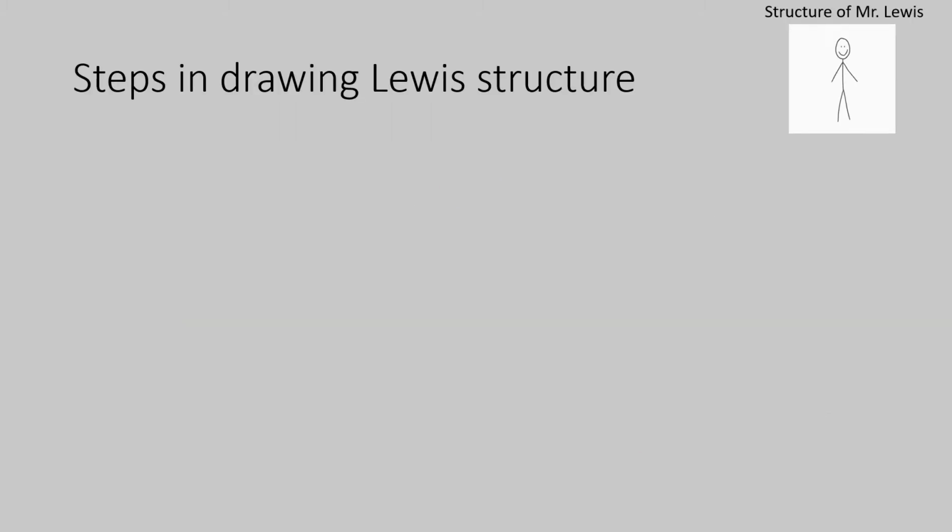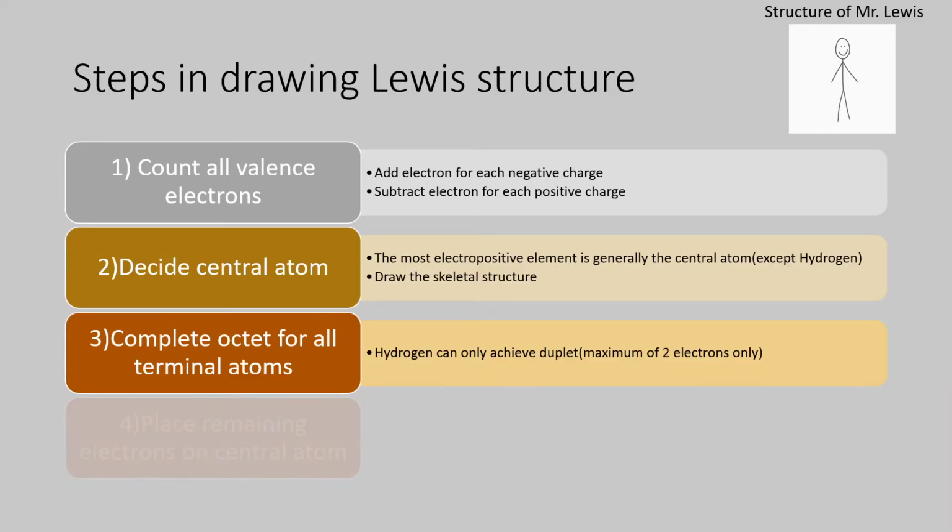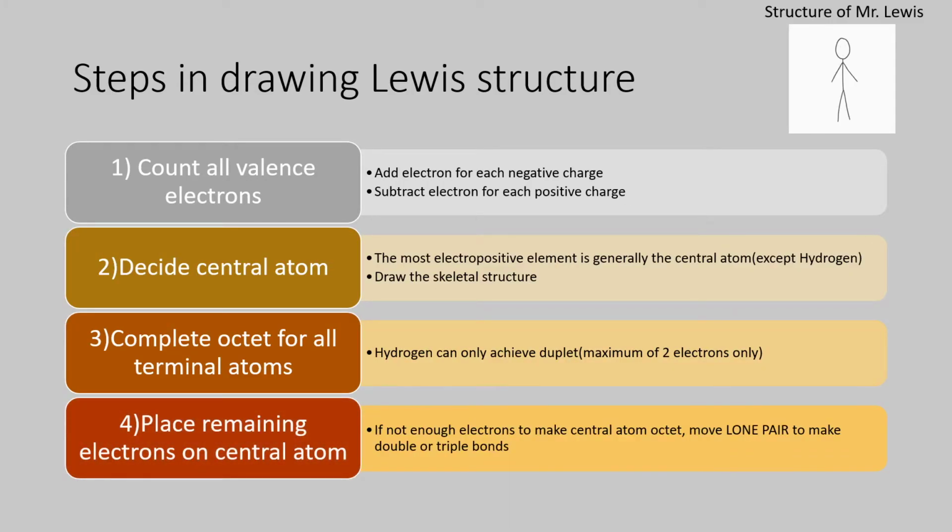Okay, these are the steps of drawing a Lewis structure. This is the one that I want you guys to take out a paper and follow me through. Okay, we have it step by step. Don't worry, there are many steps, but this is very easy. First, we need to count the valence electrons. Why? Because in any bonding, only valence electrons are involved.